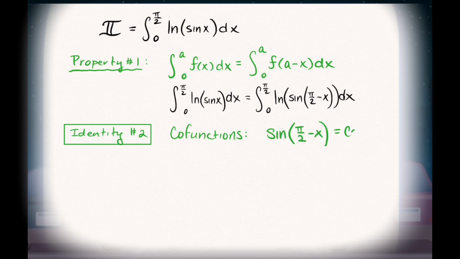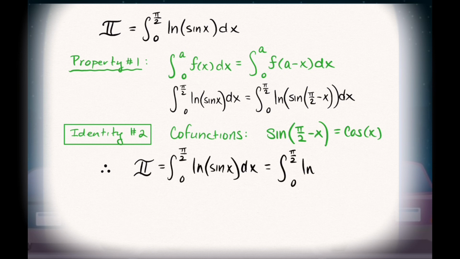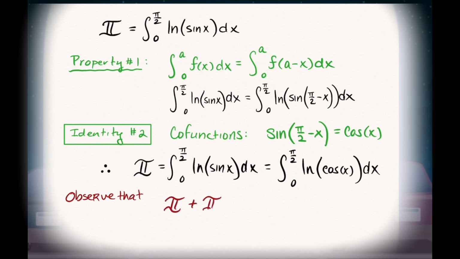Cofunctions. The sine of pi over 2 minus x is equal to the cosine of x. So with a quick substitution here, double curly I is equal to the integral from 0 to pi over 2 of natural log of sine of x dx, which is also equal to the integral of natural log of cosine of x.